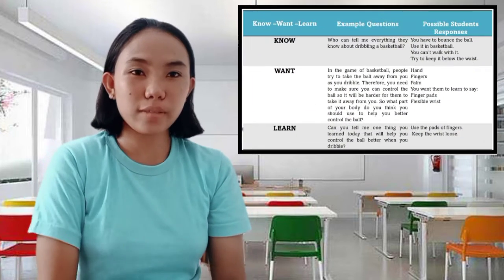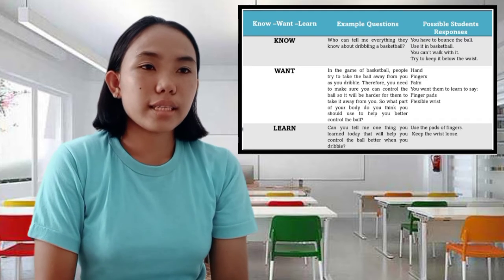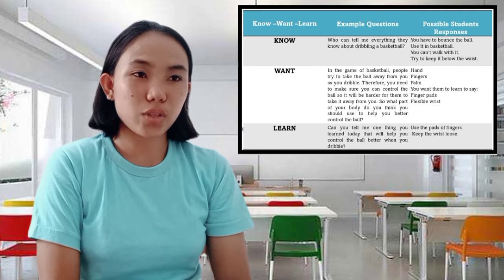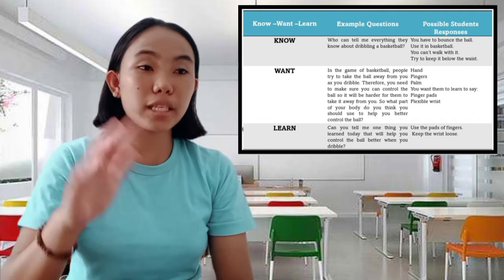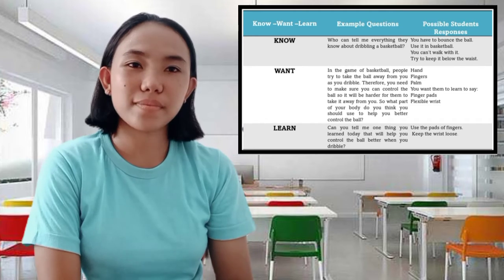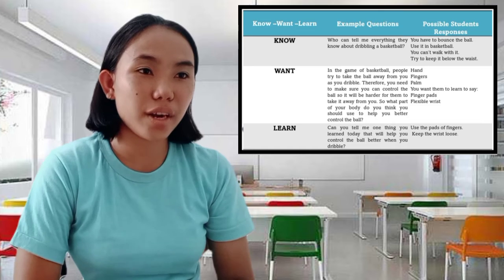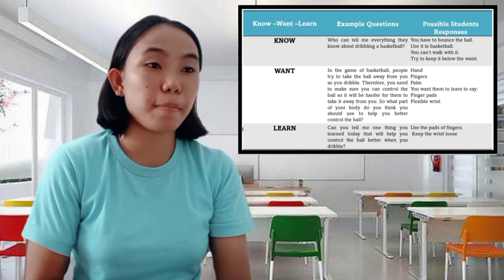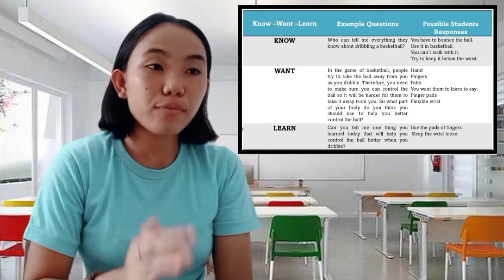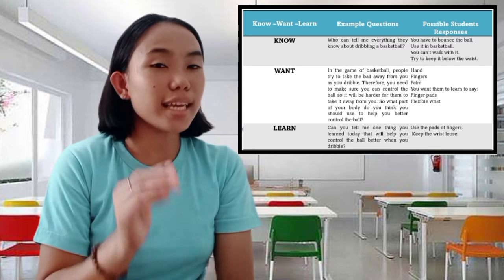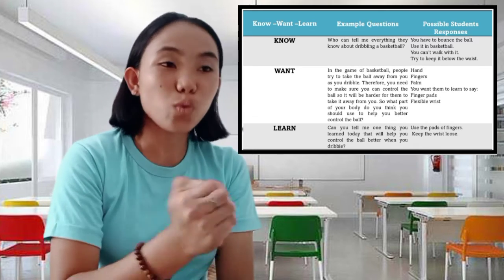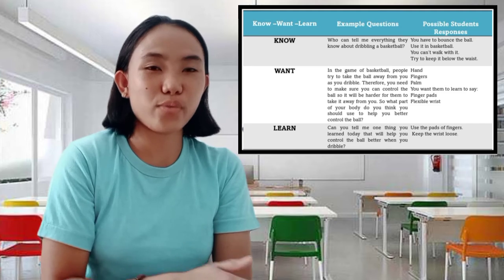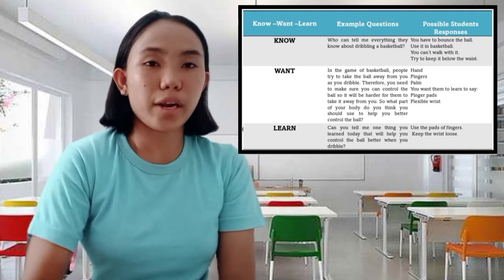So I have here a table. You can see here we have know, want, learn. So we have here examples of questions and the possible students' responses. For the know questions, we have here, who can tell me everything they know about dribbling a basketball? So these might be the possible students' responses. You have to bounce the ball, or use it in basketball, or you can't walk with it, or try to keep it below the waist, and many more. So there are a lot of ideas from different students.